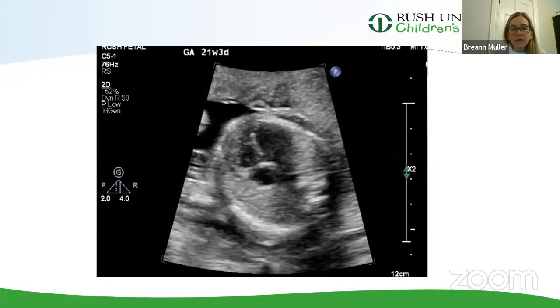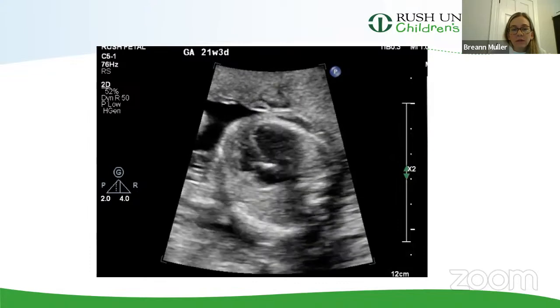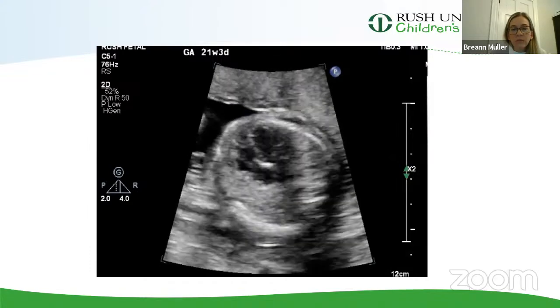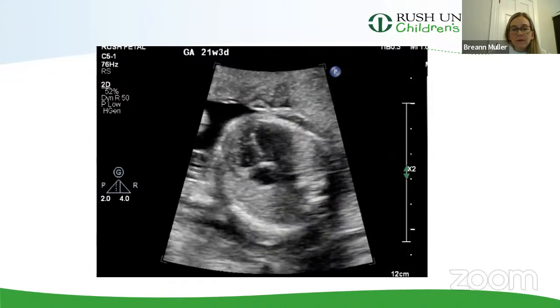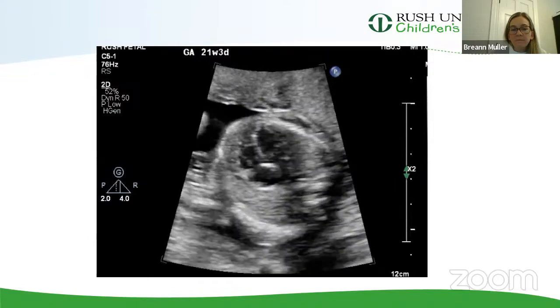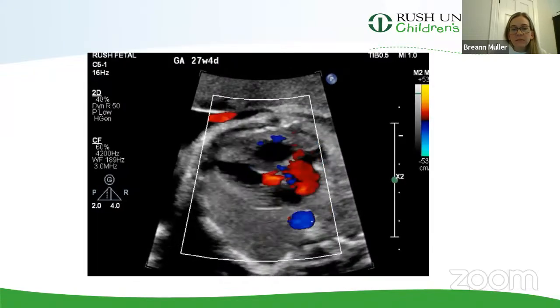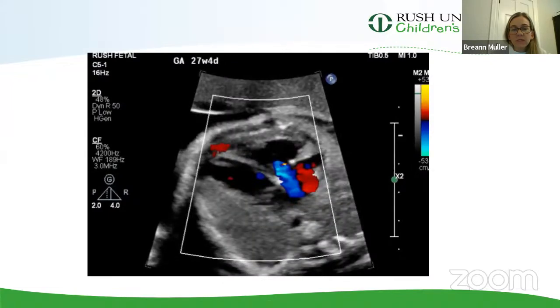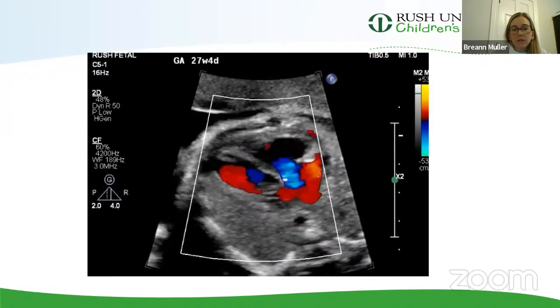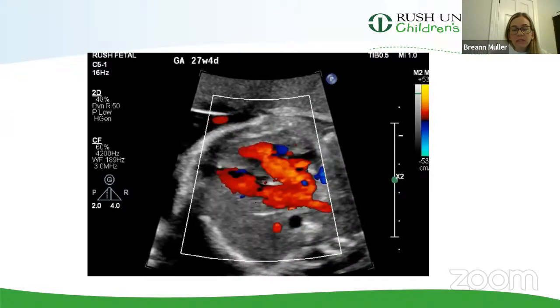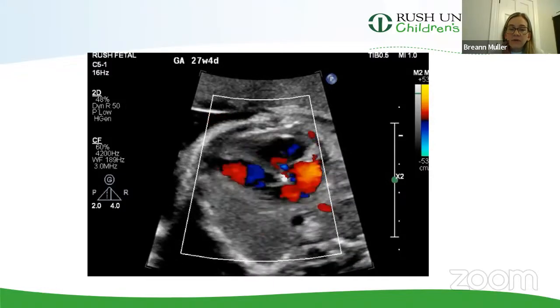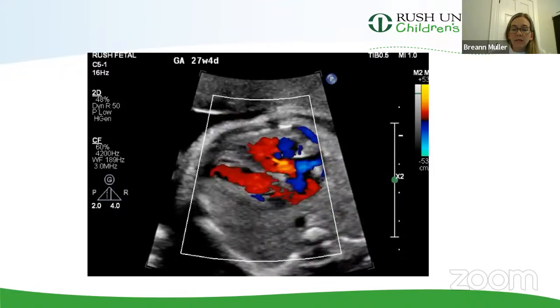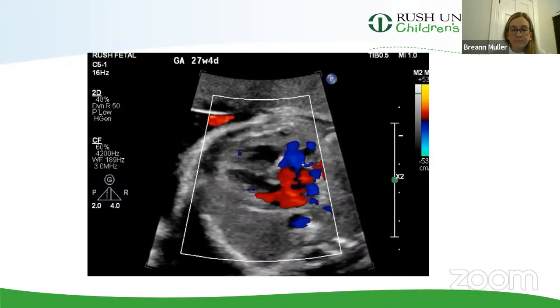And then here's just a 4-chamber showing good function, low heart rate, no effusions. This patient did really well. The fetus did develop some moderate tricuspid regurgitation into the third trimester, but did not develop any other signs of hydrops and got to near term for delivery.